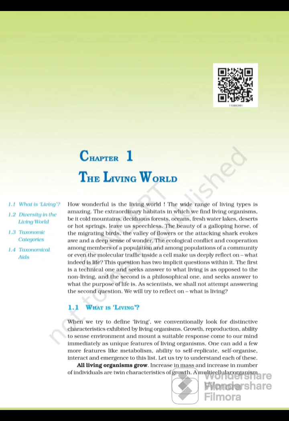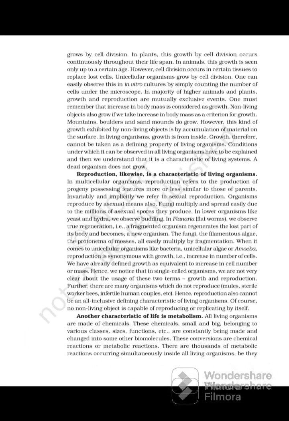All living organisms grow. Increase in mass and increase in number of individuals are twin characteristics of growth. A multicellular organism grows by cell division. In plants, this growth by cell division occurs continuously throughout their lifespan. In animals, this growth is seen only up to a certain age. However, cell division occurs in certain tissues to replace lost cells. Unicellular organisms grow by cell division. One can easily observe this in vitro cultures by simply counting the number of cells under the microscope.